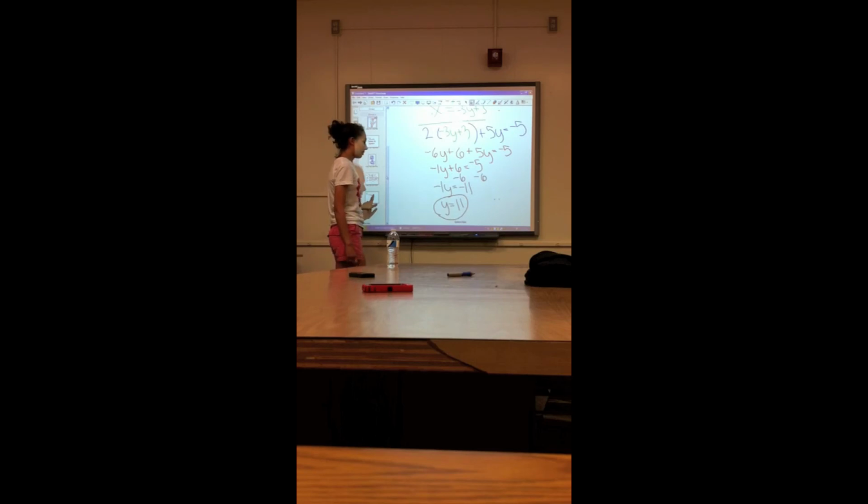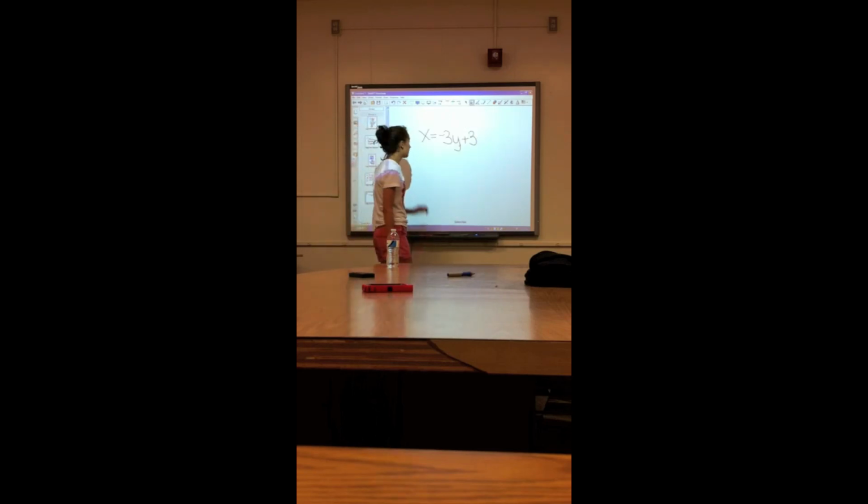Now I go to our second equation once again, and I put -3 times 11 plus 3, which equals -30.